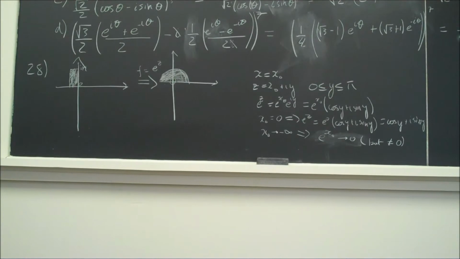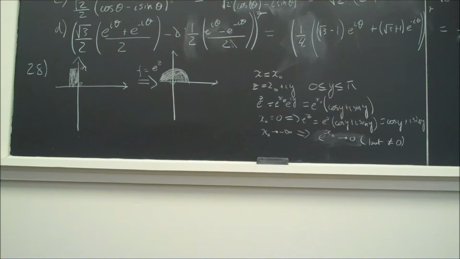Now, for these z, e to the z equals e to the x sub 0 times e to the iy equals e to the x sub 0 times cosine y plus i sine y. Now the cosine y plus i sine y makes a semicircle, and the e to the x 0 is the radius of the semicircle. So when x sub 0 is 0, you get e to the power z equals e to the power 0 equals 1, so it's just cosine y plus i sine y.